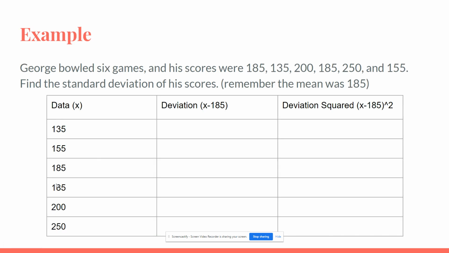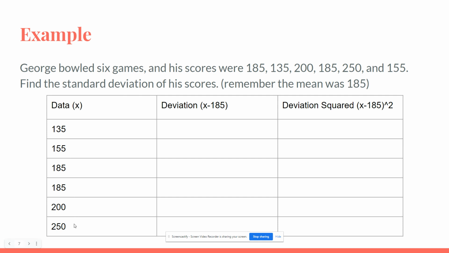All right, so here we are. George has bowled 6 games, and his scores were 185, 135, 200, 185, 250, and 155. So we're going to find the standard deviation of his scores. And remember that the mean was 185. First thing we need to do to find the standard deviation is find the deviations. So what's the difference from 185? We take 135 minus 185, that'd be negative 50. We take 155 minus 185, that'd be negative 30. 185 minus 185, that's 0, and then 0 again.